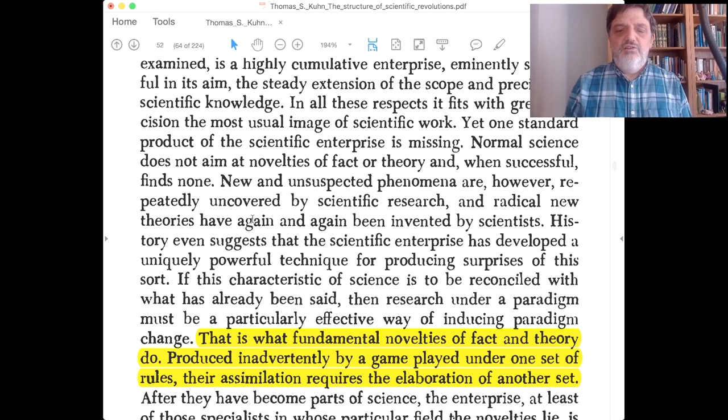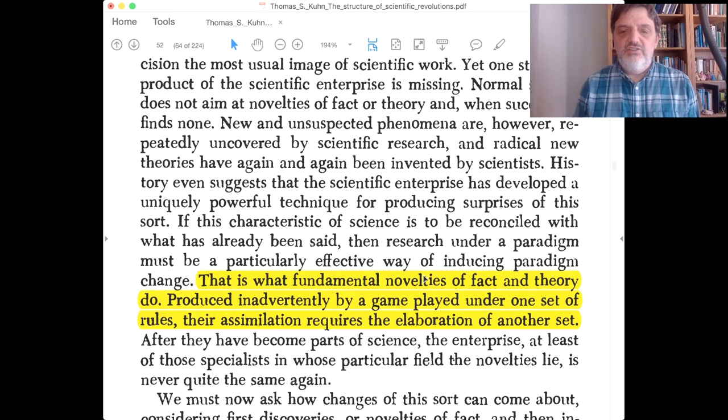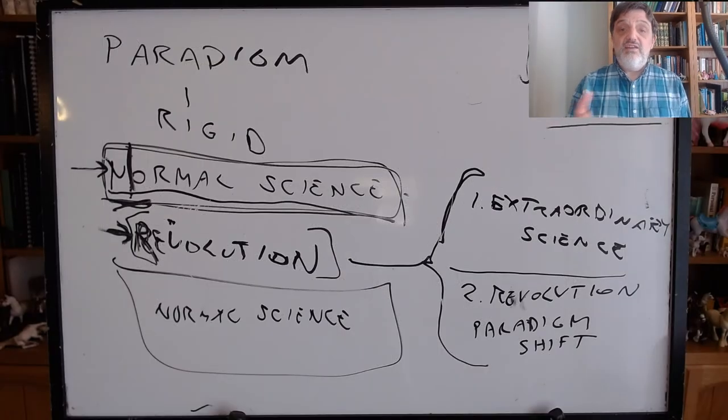That is what fundamental novelties of fact and theory do. Produced inadvertently by a game played under one set of rules, their assimilation requires the elaboration of another set. Assimilation, in this context, means making them no longer puzzling. In fact, he says that under the new paradigm, what used to be an astonishing anomaly often ends up sounding tautologous. Right? That is, sounding like to deny it would be a contradiction in terms.